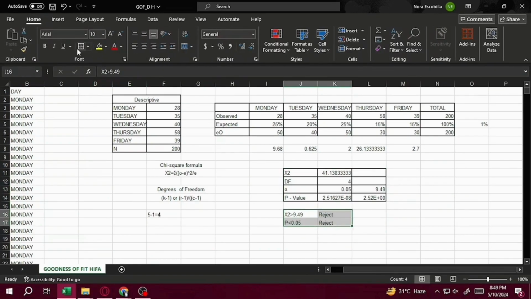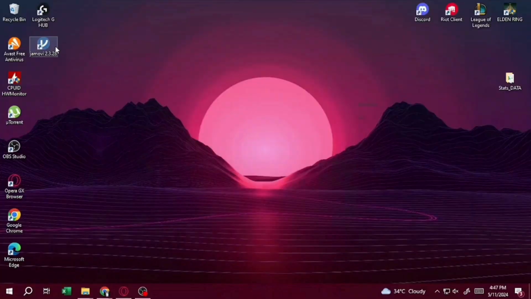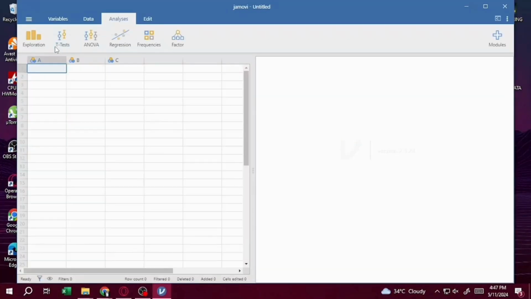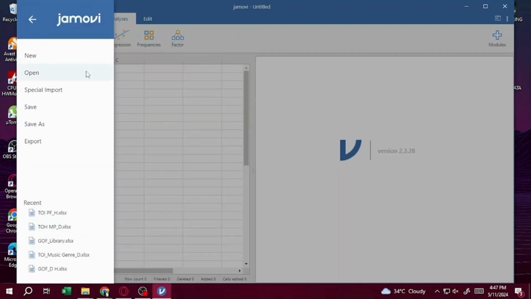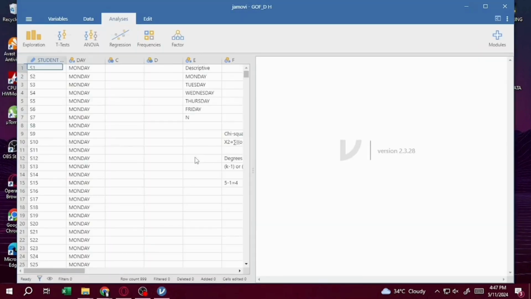And again, don't forget to put the border to better understand and comprehend the table. To continue, we will be doing the same process like what we did during the test of independence. Now, let us find our document for the goodness of fit. Again, let's have the descriptive.